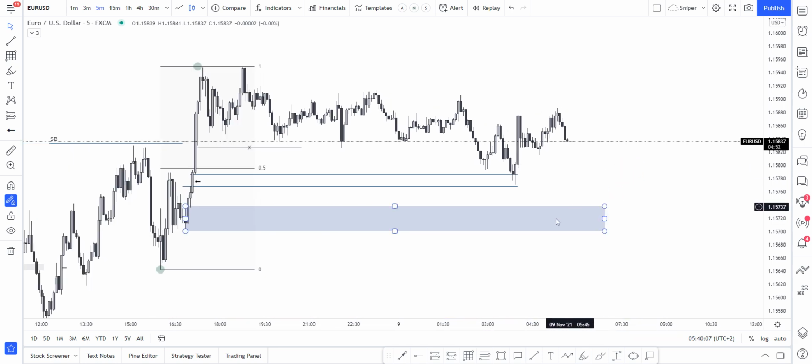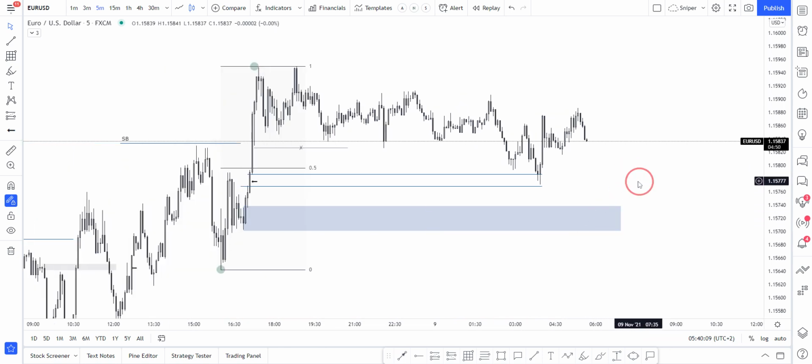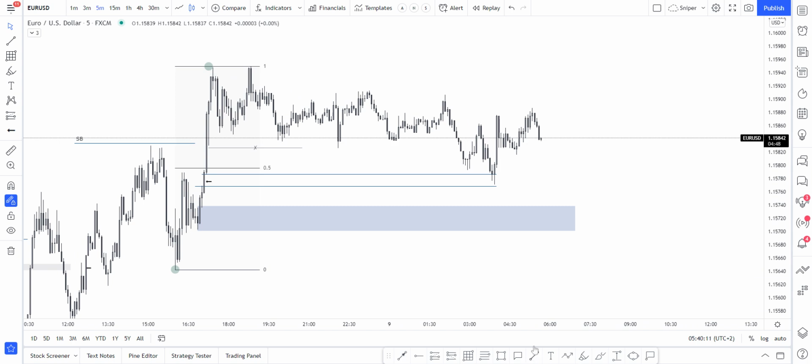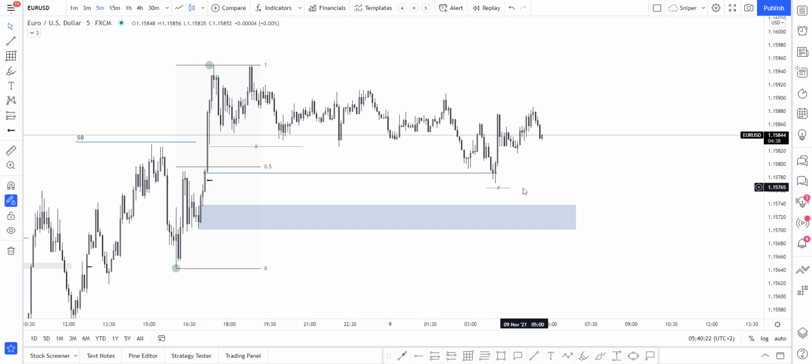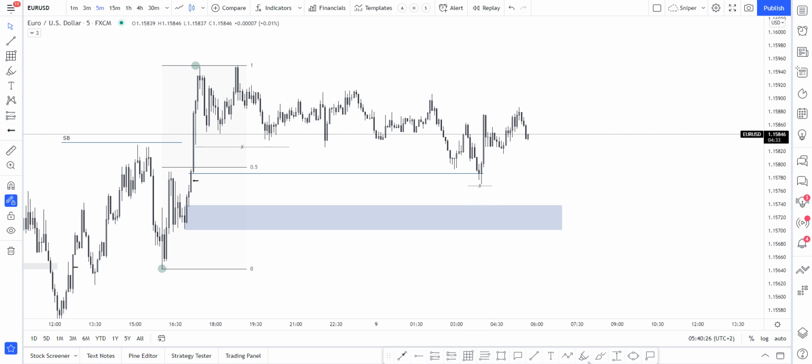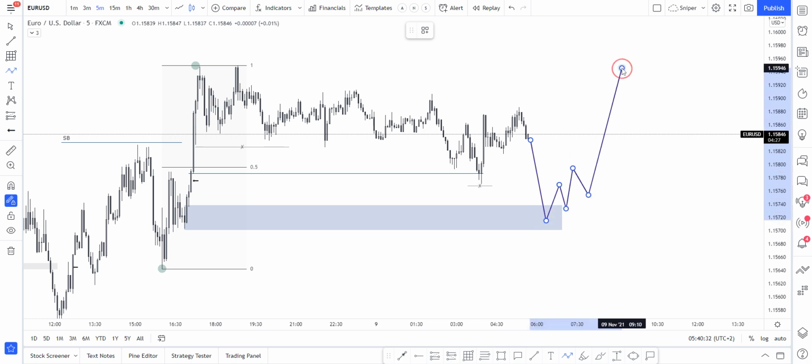That is still an area that I would want to see price go to, because now this tap into imbalance has created a liquidity low. So there we have now a liquidity low. Let me just remove that one. So there's now liquidity below this low. So I do think possibly price comes down into this area, gives us a reaction, then moves up.